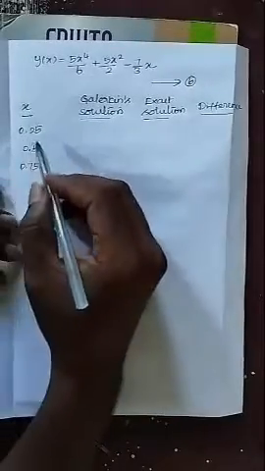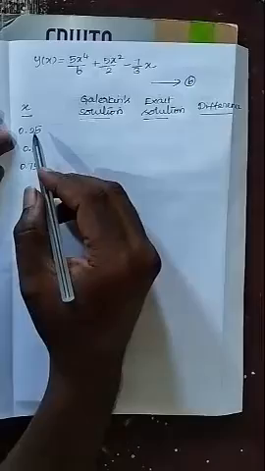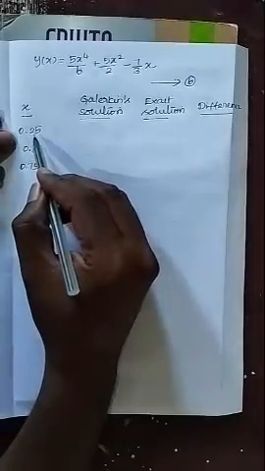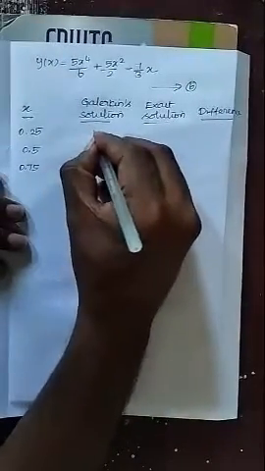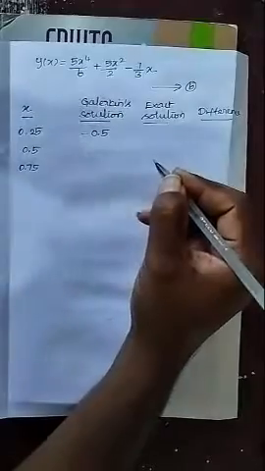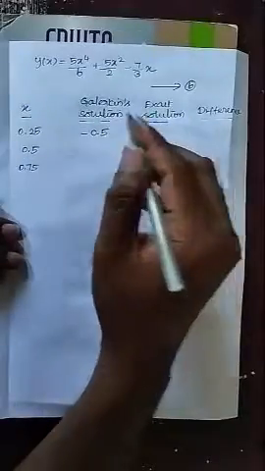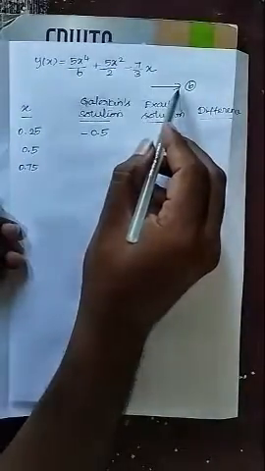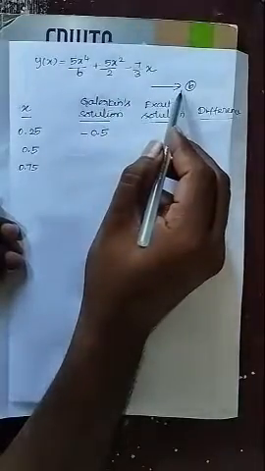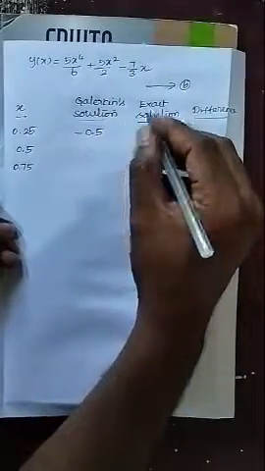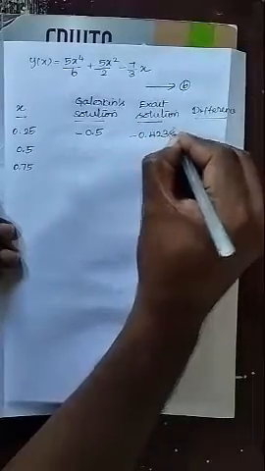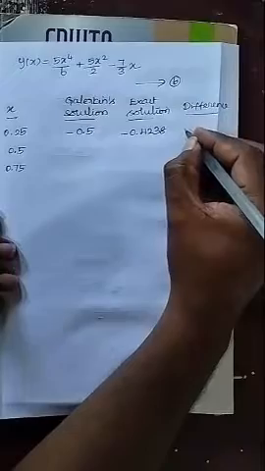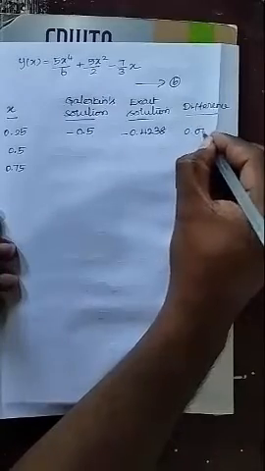So first, by substituting the value of x as 0.25 in equation 4, we can obtain the result as minus 0.5 for y. Okay. By substituting the value of x as 0.25 in the exact solution present in equation 6, we can obtain the result as minus 0.4238. So the difference between the results is only 0.0762.